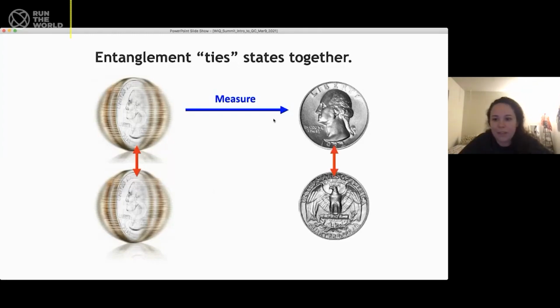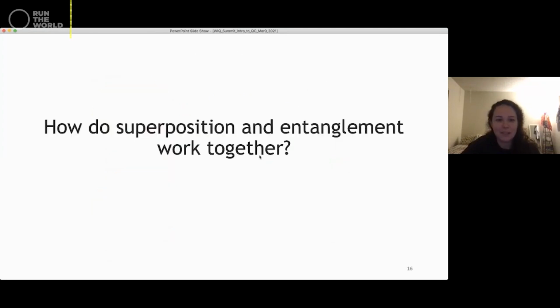So for example, let's say that if one measures heads, the other one has to measure tails. So this is the idea of entanglement. And it's actually really important in quantum, and it's what Einstein called spooky action at a distance. So the idea is that basically, even if these states are really far apart, they're still entangled to each other. So both of these things are going to work together when we do quantum computing. So we want to know, how do superposition and entanglement work together?